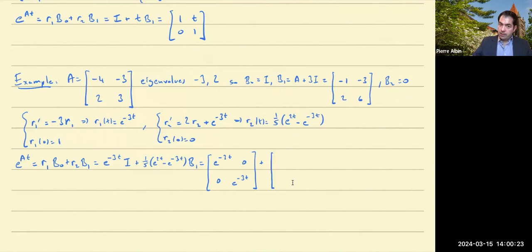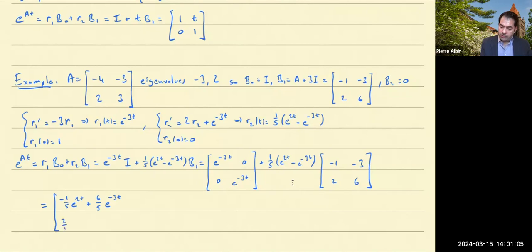plus, okay, and then we have, well, let me keep this factored, 3t, and then I have minus 1, 2, minus 3, 6. And so altogether, that's minus 1/5 e to the 2t. And then I have minus 1/5 plus 1. So that's, with a minus sign, 1/5 plus 1. So that's 6/5 e to the minus 3t.